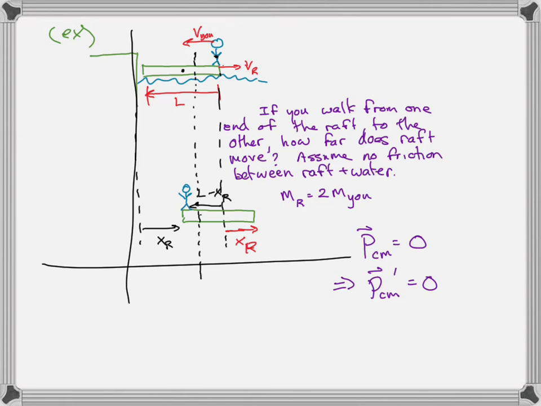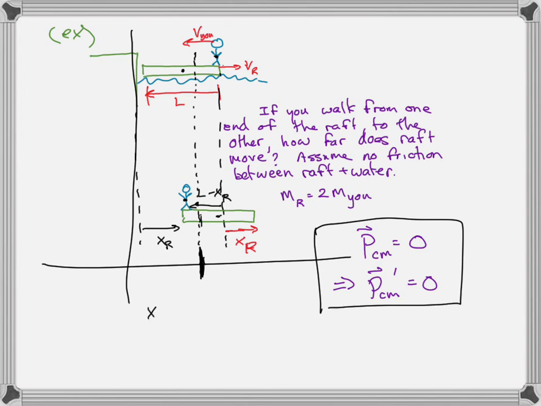It doesn't move. So as you move to the left, the raft moves to the right so that the center of mass stays at that position. It never moves. And what is the position of the center of mass? Again, here's your center of mass, here's the raft center of mass. I probably drew the raft moving a little too far to the right. But anyway, center of mass doesn't move, and that's because momentum is conserved for the system, or momentum is conserved for the center of mass.